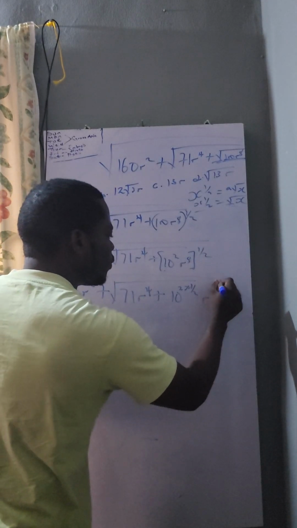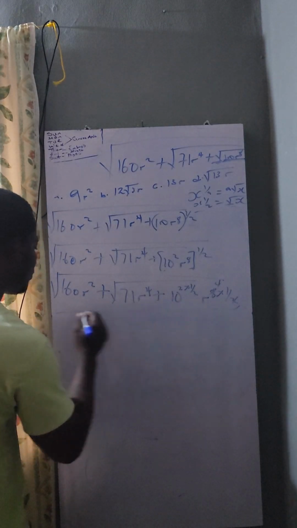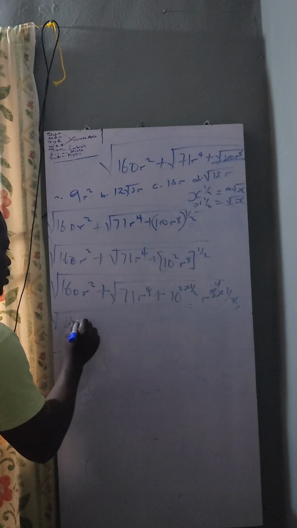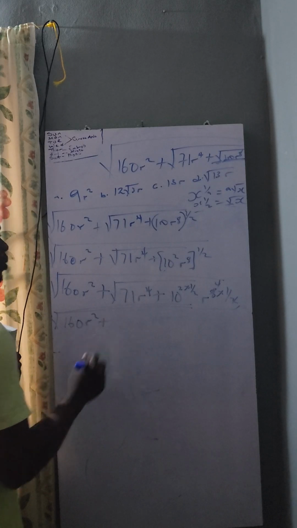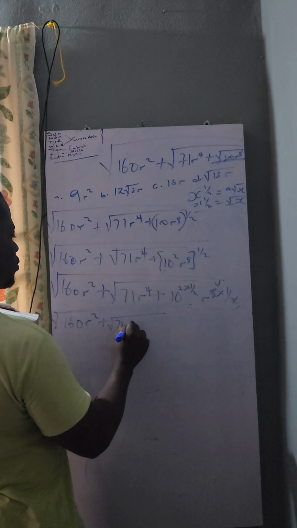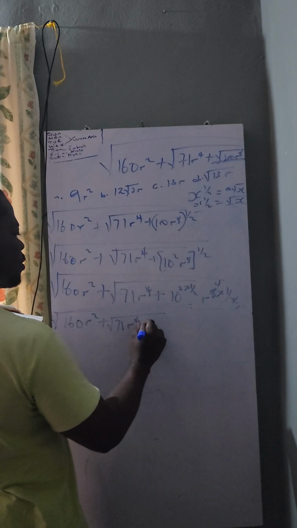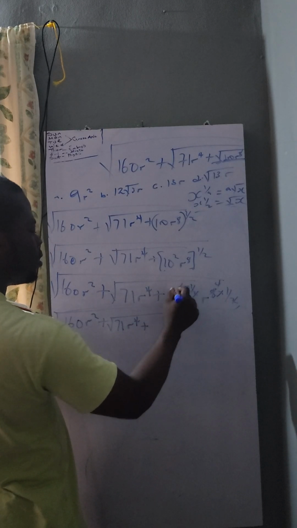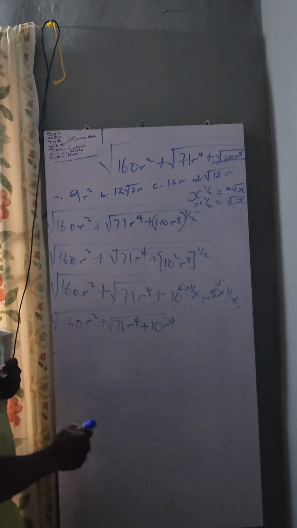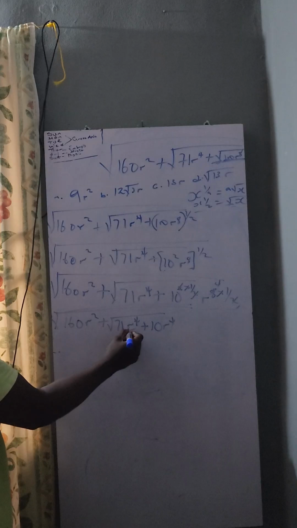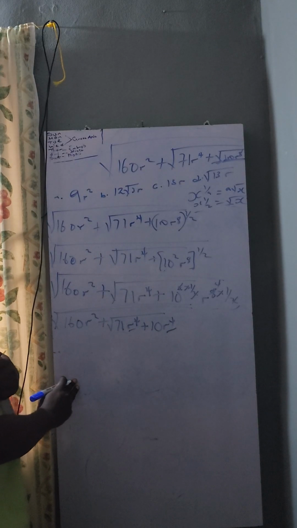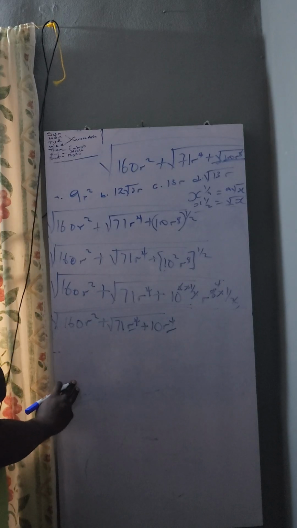2 times 1 is 2, 2 times 4 is 8. This becomes the square root of 160 r squared plus the square root of 71 r raised to power 4 plus, 2 cancels 2, equal 10, by 10 r raised to power 4. Now we have the same term, r raised to power 4, r raised to power 4. Then I can add, we add the same term. You get that? That's just mathematics.